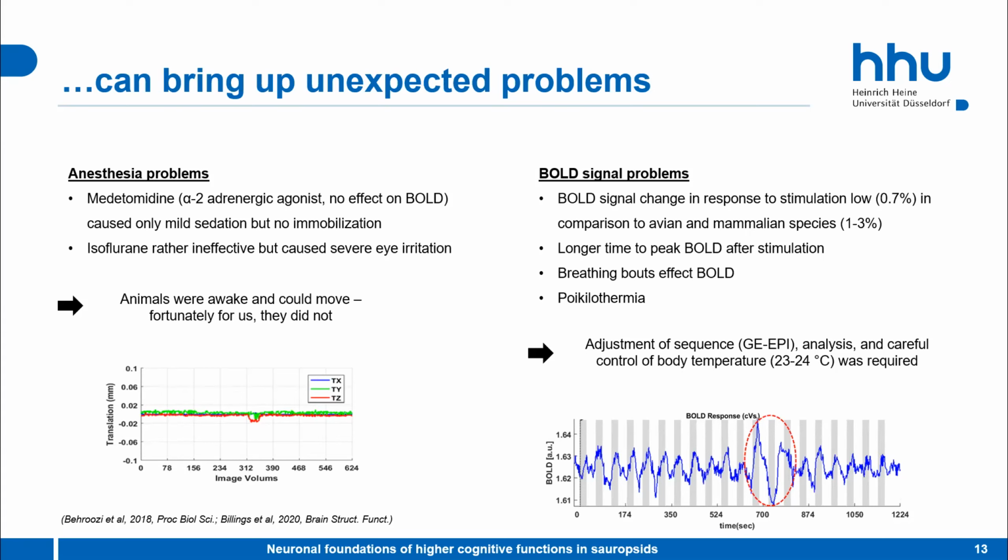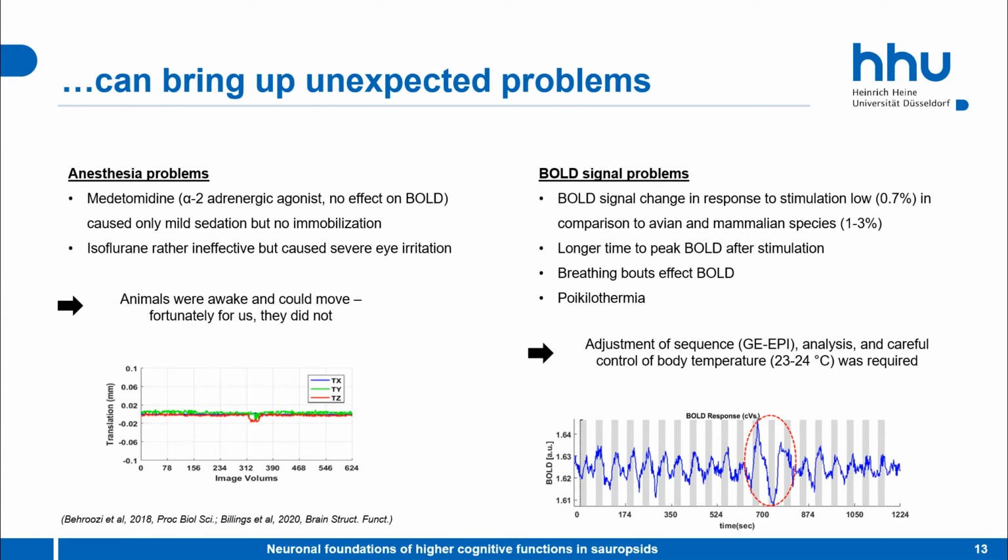The first problem almost killed our whole experiment, and that was an anesthesia problem. If you are working with fMRI, you probably know that you cannot use all anesthetics to sedate the animals because this has an effect on BOLD signal. And therefore, a specific anesthetic, medetomidine, is used. An adrenergic agonist, not that important, and it works really well in rodents and also in avian species. It almost didn't work in crocodiles.